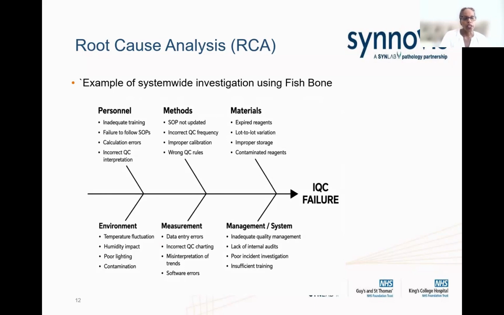We already talked about calculation errors. When you're doing the calculation for your QC acceptance, you make sure that it's done correctly and checked by an independent individual who's also trained to understand what those data mean, because if you enter that data incorrectly, it can impact your QC values. And then incorrect QC interpretation. Do they know how to interpret QC? Do they know how to identify trends such as shifts and biases within your QC over time?